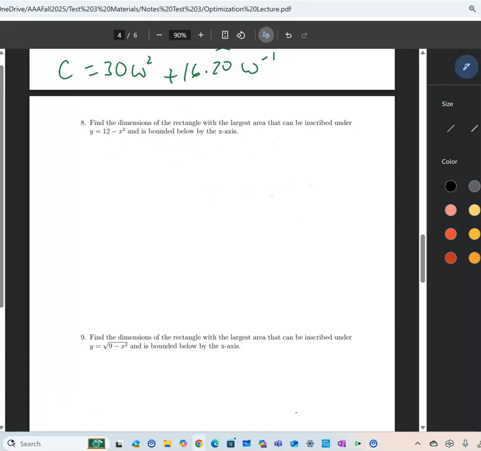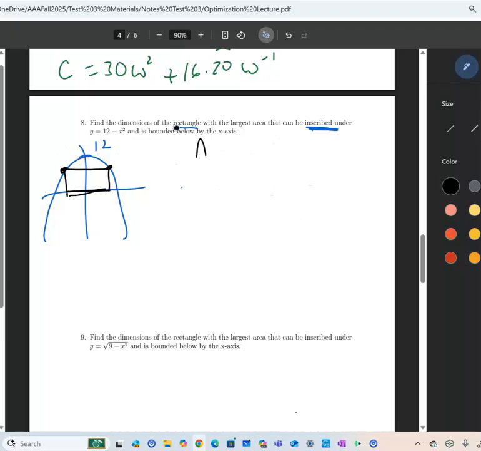Now we want a rectangle that's underneath or inscribed under this parabola. So here's the parabola. You know that it's up here at 12. So the rectangle that they're talking about is this rectangle here, where the edges of the rectangle touch the parabola, and then the bottom of it is sitting on the x-axis.